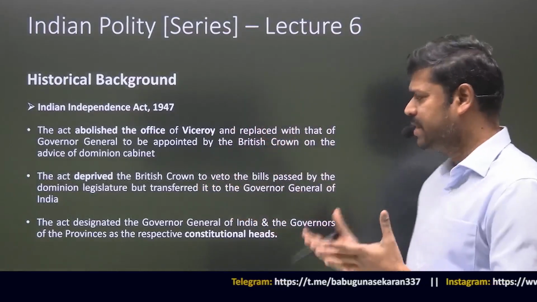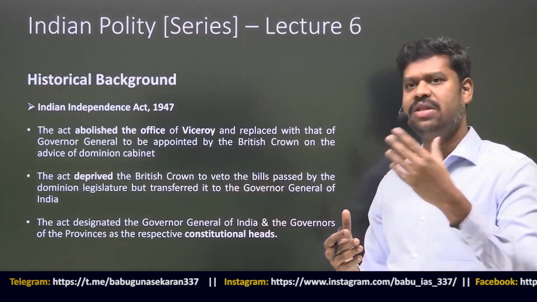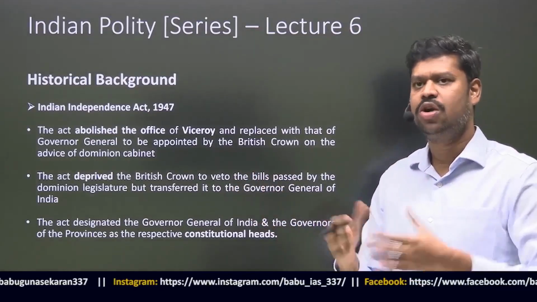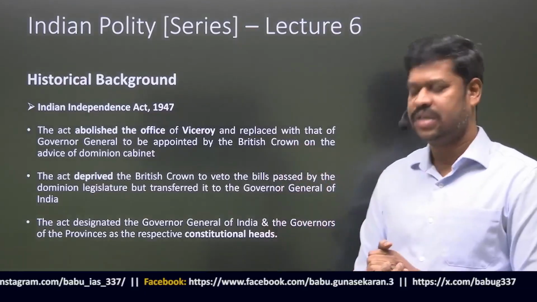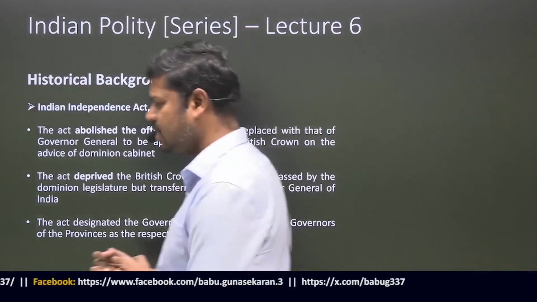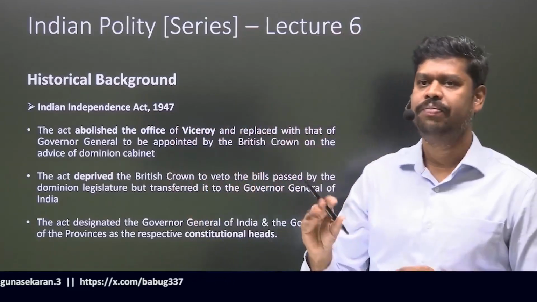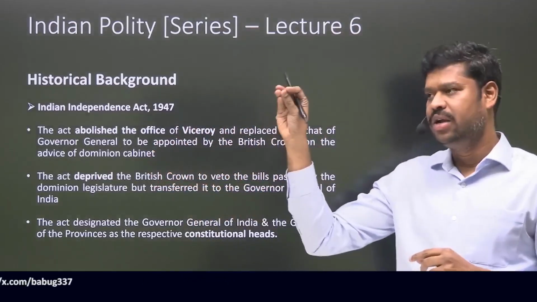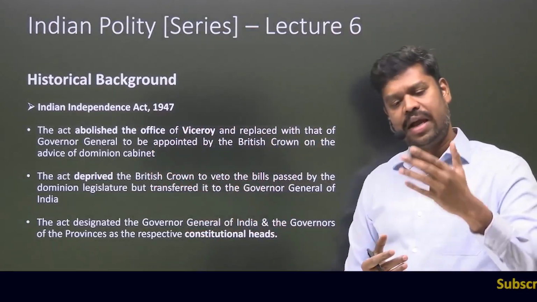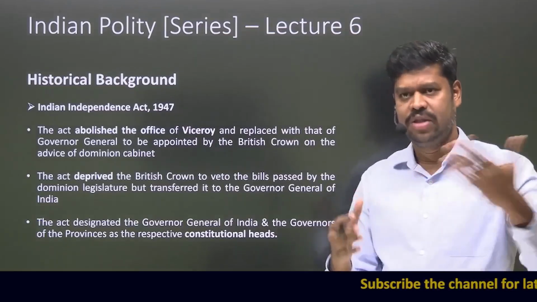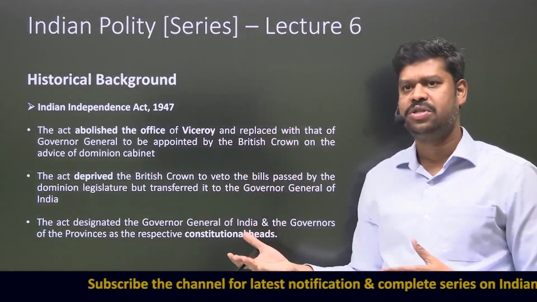So these are all basic developments that have happened, and this Indian Independence Act also took away the veto powers of the British Crown with regard to the bills passed by the Dominion legislature. So these are all the major developments during the Indian Independence Act. Basically, it gave independence to India, made it a dominion, made the Indian Constituent Assembly a sovereign body to draft the constitution as it wished, and gave the princely states the option to be free or to join India or Pakistan. So these are all the major provisions.